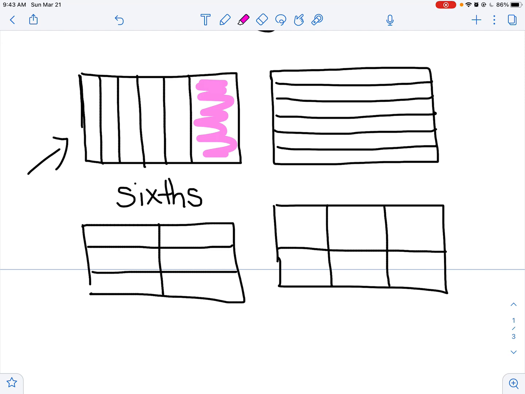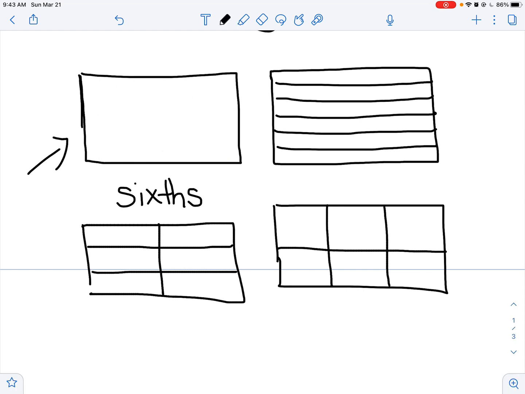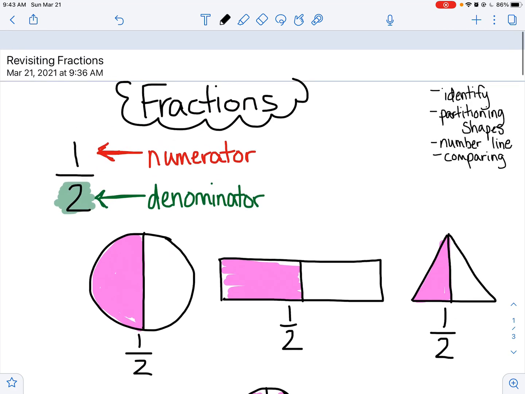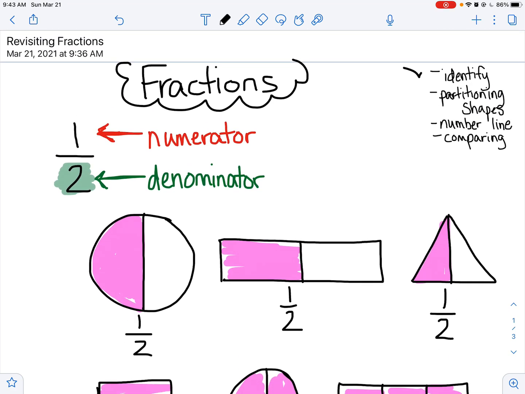So the key is to get those equal portions. Okay, so that's another assignment, another activity that you're going to be doing on your assignment today. So practicing partitioning your shapes into equal parts. Okay, so we've reviewed really briefly identifying fractions, partitioning our fractions.